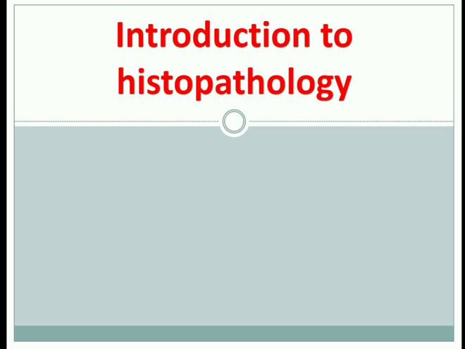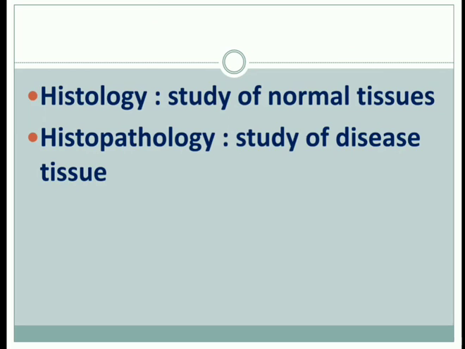Today we will discuss another branch of pathology, that is histopathology. Before moving towards the video, we will first discuss what histology and histopathology are. Histology means the study of normal tissue and histopathology means the study of diseased tissue. When the term pathology comes, we must always remember that it means the study of a disease or abnormal tissue. So don't get confused between histology and histopathology.